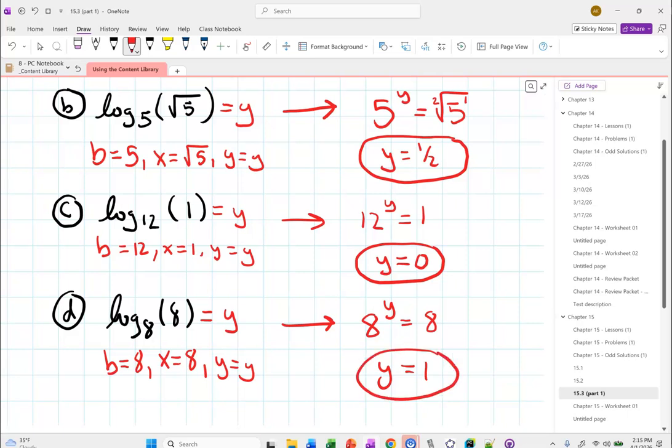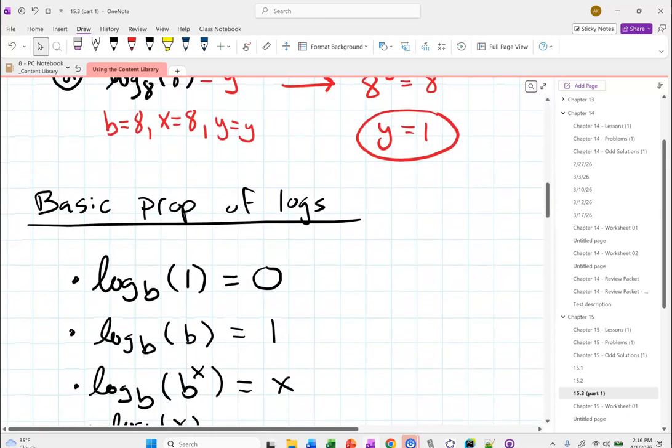Is everybody okay on how we're using the definition of a logarithm to rewrite these logarithms as exponential equations that are usually a little bit easier to solve, or at least in some cases can be really easy to solve? What I want to do now is take these ideas that we just saw and summarize them into some rules that will work for logs of any base.